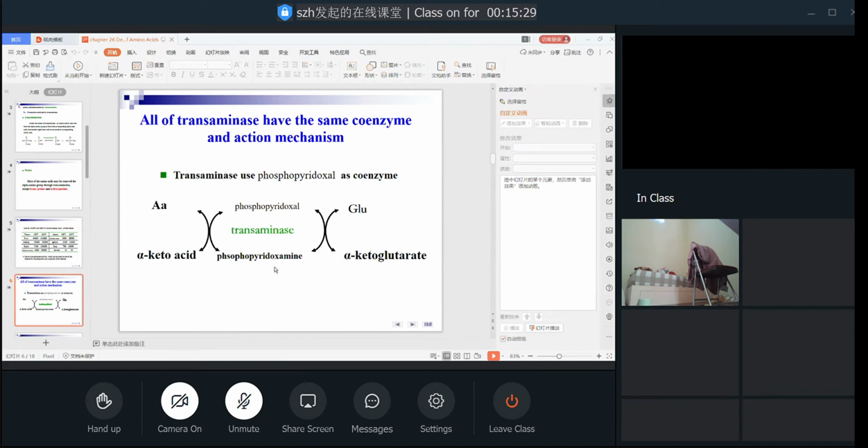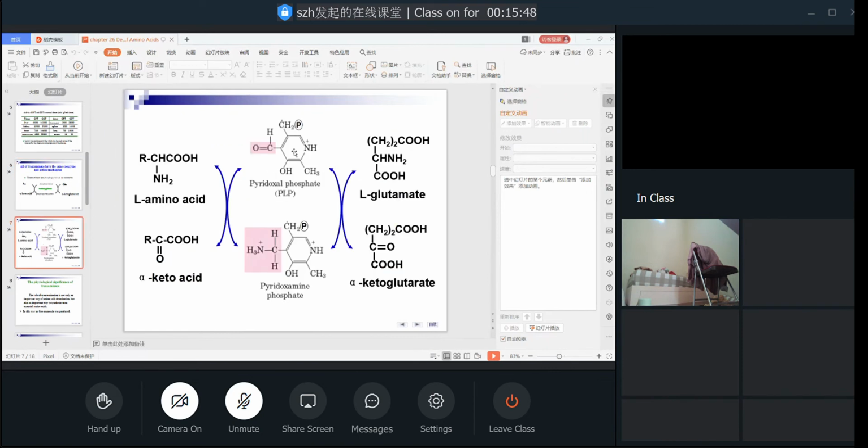This may be asked in the future: the transaminase cofactor, what kind of cofactor? Phosphopyridoxine. You must remember that this is pyridoxine phosphate, and here you can see it produces the pyridoxine phosphate, glutarate, and produces the glutamate.